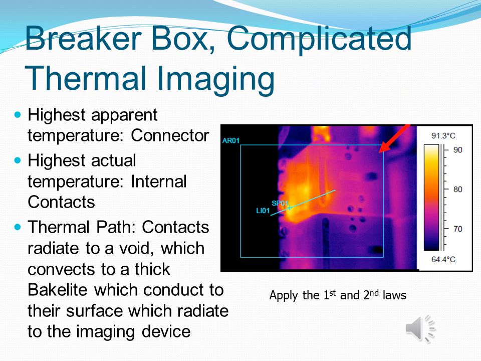Now we're at the complex issue we were discussing. This is a breaker box. It's a complex picture. Why? Because you have a lot going on here. So what is the hottest point is the question. Where is the actual problem? Well, it turns out the internal contacts are the hottest point, but the hottest apparent point is the external contact. You could actually see it at the lower left if this were a visible light image, what we call a real-time image.